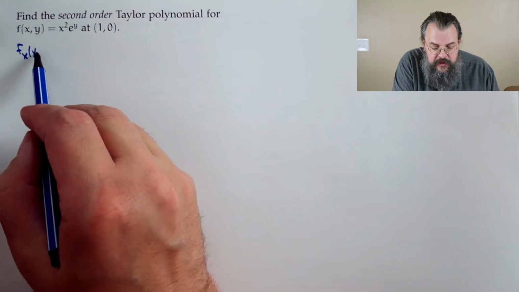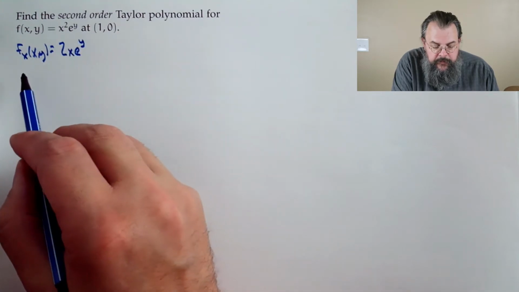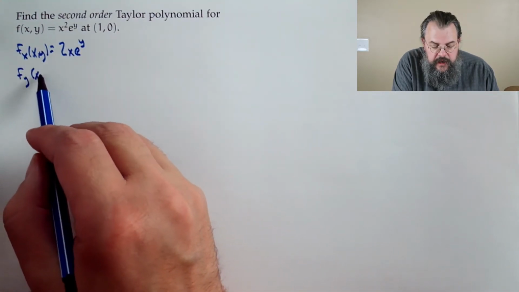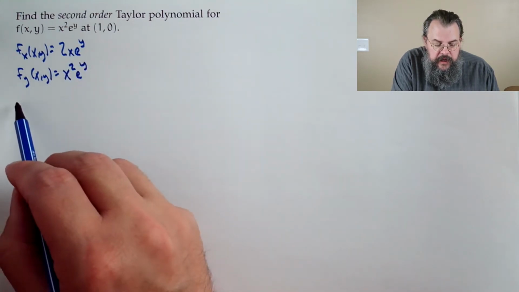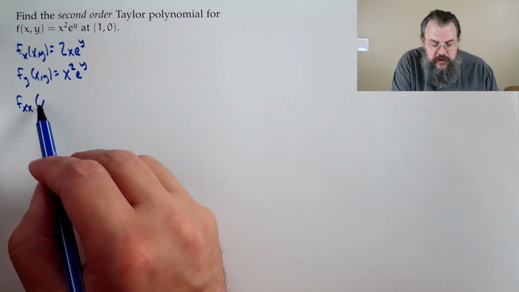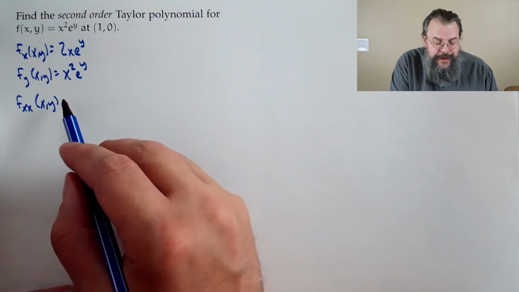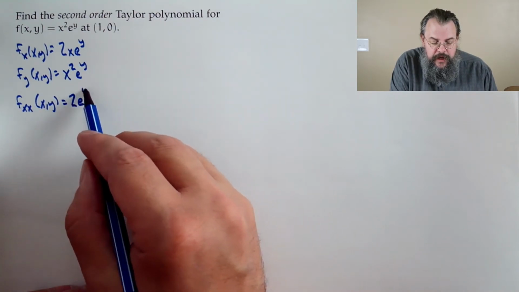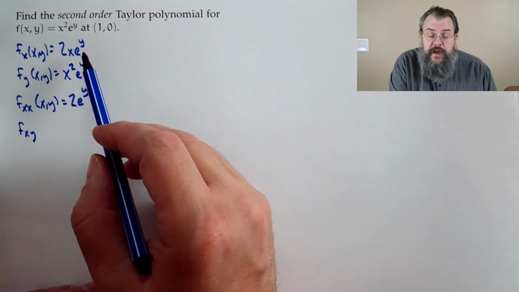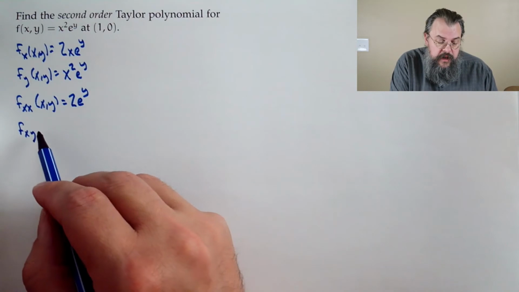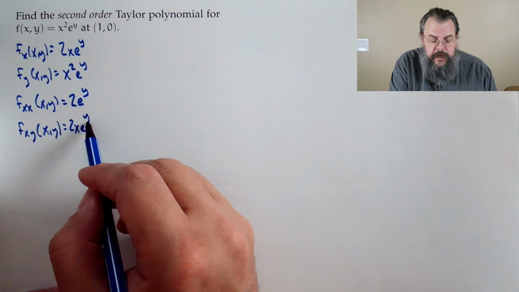F sub x, well, that would be 2x e to the y. F sub y, well, that would be x squared e to the y. F_xx, so come to the derivative with respect to x, take the derivative with respect to x again. 2 e to the y. F_xy, so you can take the derivative of f_x with respect to y or f_y with respect to x. Either way, you'll get the same thing. 2x e to the y.